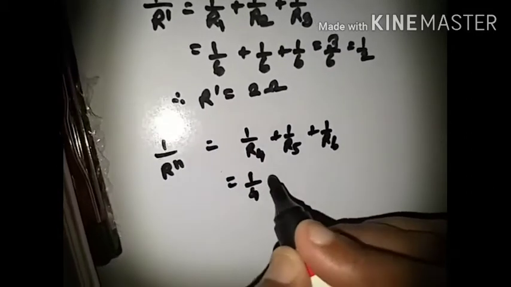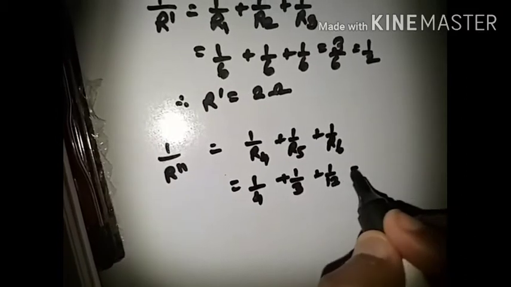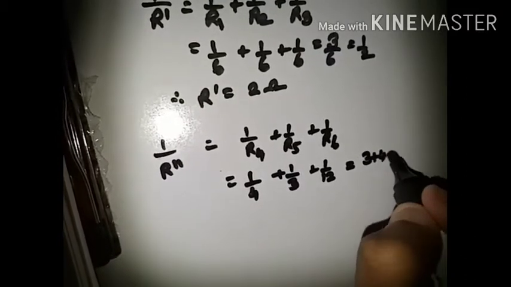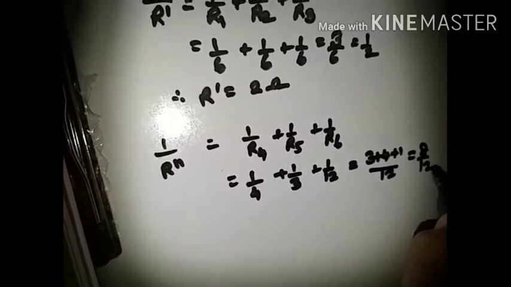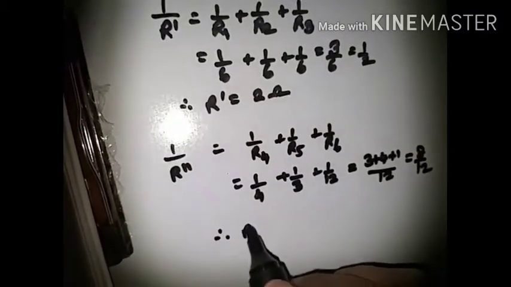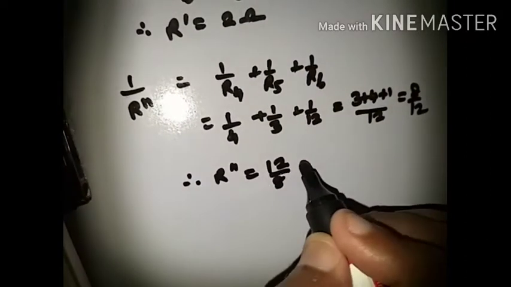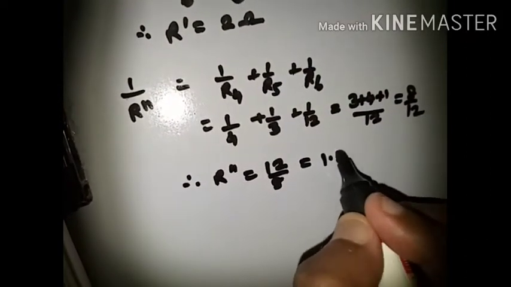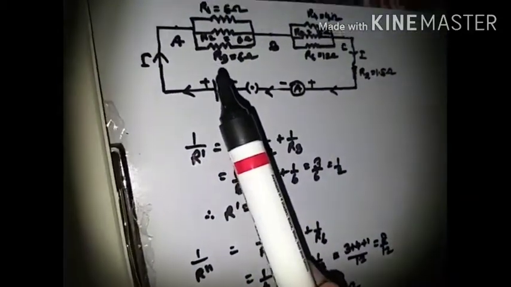That is equal to 1 by 4 plus 1 by 3 plus 1 by 12. That is equal to 3 plus 4 plus 1 by 12. Solving it, you get 8 by 12. So R double dash will be equal to 12 by 8. You can cancel it out and you will get 1.5 ohm. So that is the equivalent resistance for the second branch.